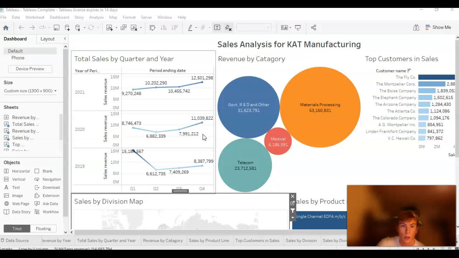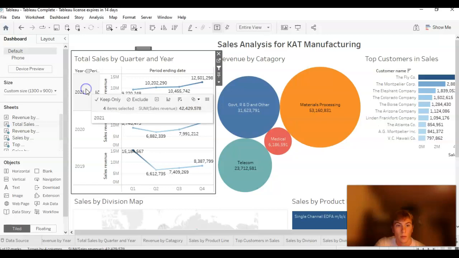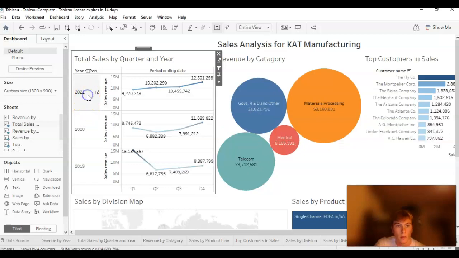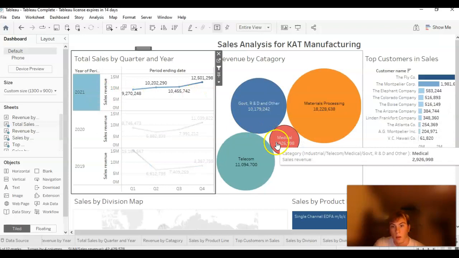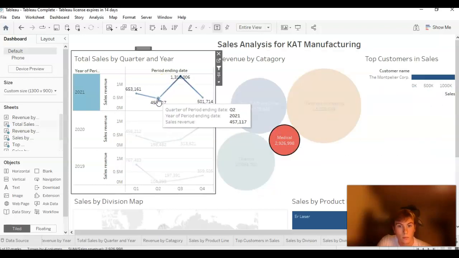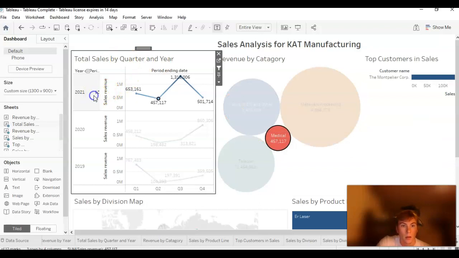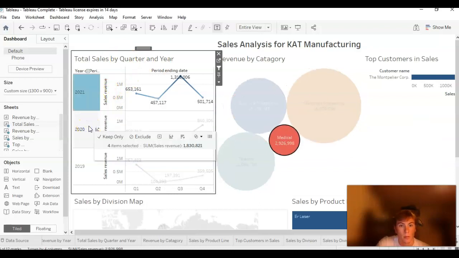For the second question, what were the total sales revenues for the medical category in the second quarter of 2021? Again, we're concerned with the year 2021, so we'll just click on that to select it. It is the second quarter that we are concerned with, and it is the medical category that we are looking for, so the answer will be 457,117. Go and deselect that real quick.